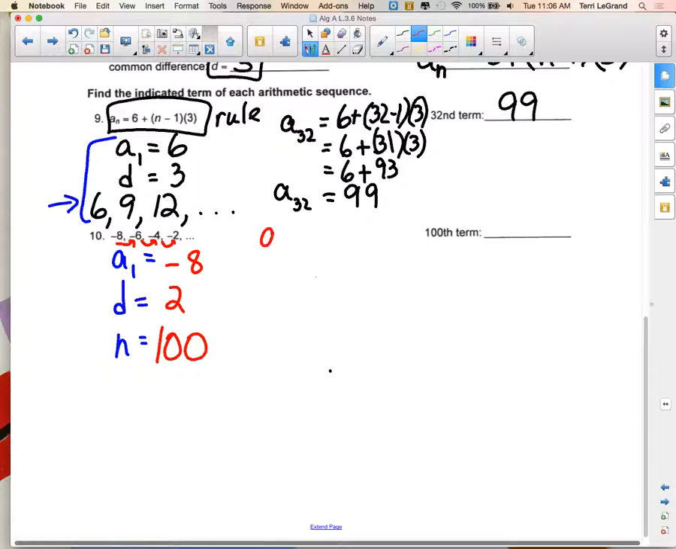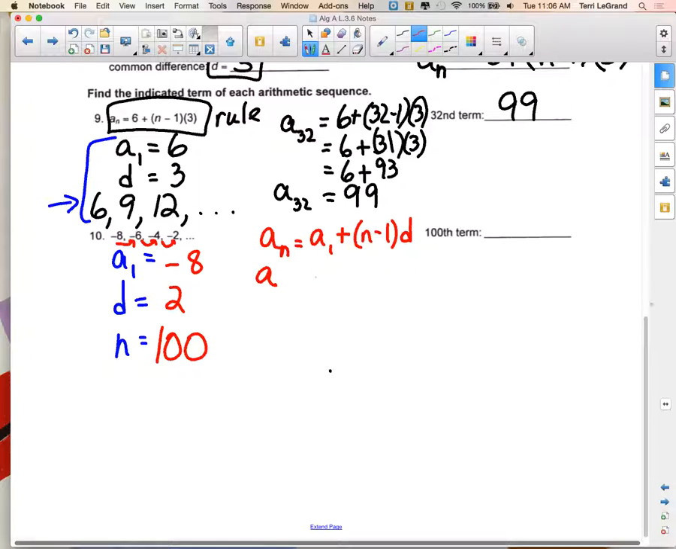So now we're going to write our formula down that goes like this: a sub n equals a sub 1 plus n minus 1 times d. That's our formula. Get that memorized. a sub n is the term I'm looking for. a sub 1 is the first term. n minus 1, that's when I'm taking the term number and subtracting 1 from it because I've already taken care of the first term. And then I'm going to multiply by the common difference. So a sub what?